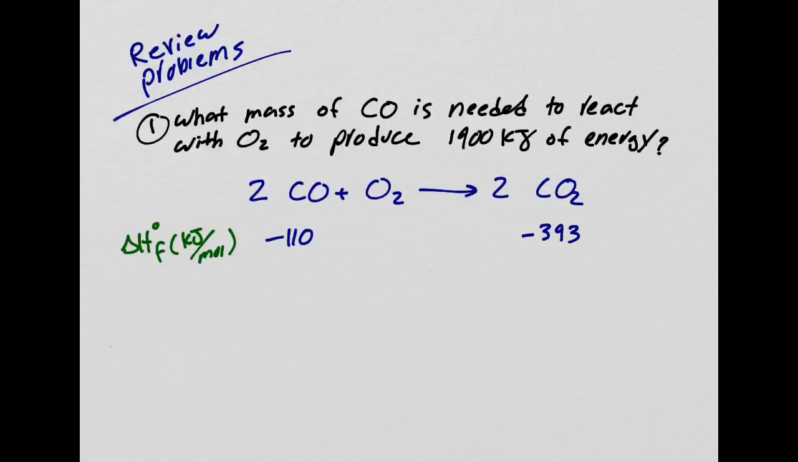By the way, how come I did not give you the delta H of formation for O2? Hopefully you're saying it's because delta H of formation is basically how much energy you need to make something from its elemental form. Energy change to make something from its elemental form. Now O2, that's how it exists in nature. That is the elemental form. I don't need to make it.